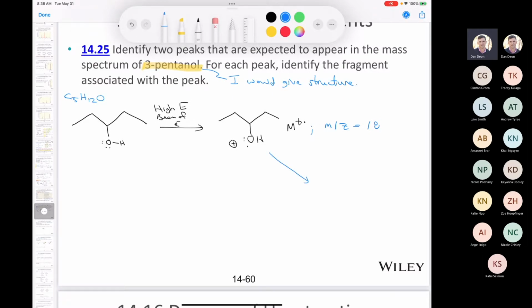Did I put a mass over charge of 18 when I meant to put 88? Mr. Dion's got water on the... Can't stop thinking about mass over charge of 18.